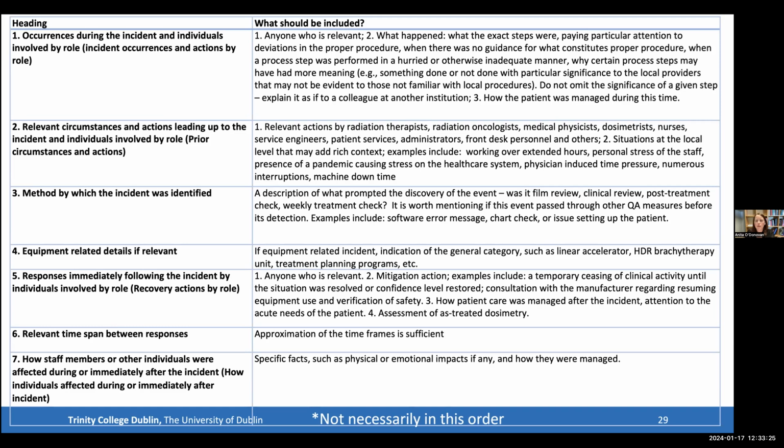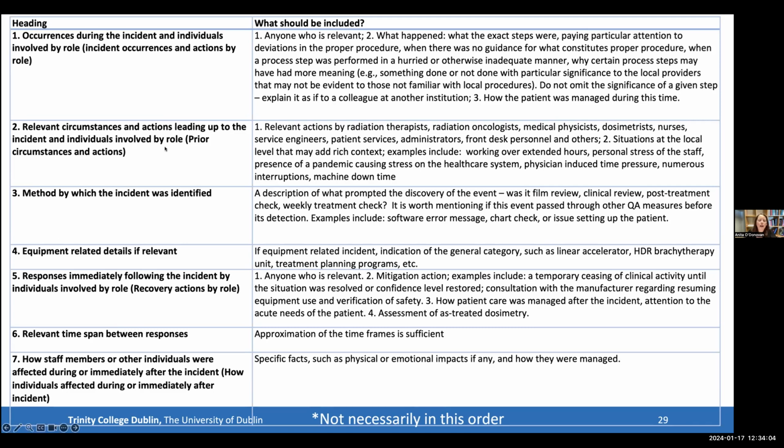So if you're saying something was done or not done, and this might be particularly important in external reporting, it might be well known in your institution why that is important when you're reporting externally. I suppose what we said is don't omit the significance of a single step. Again, it may be fairly self-explanatory to your colleagues, but if you were sending it externally for analysis, it may not necessarily be so comprehensible. So anything in relation to how the patient was managed during the incident or near miss as well.